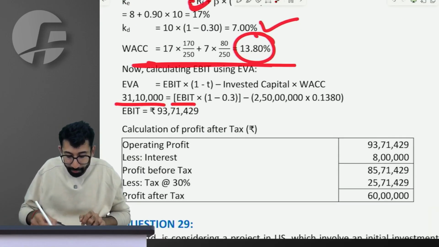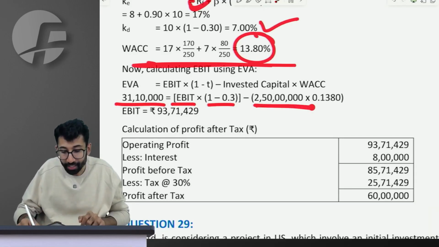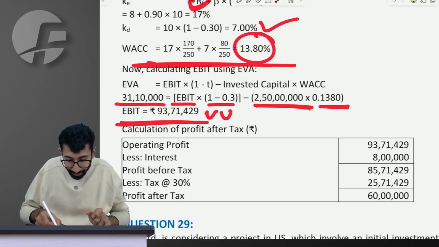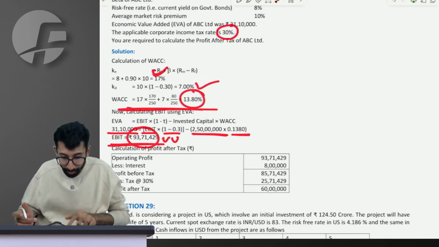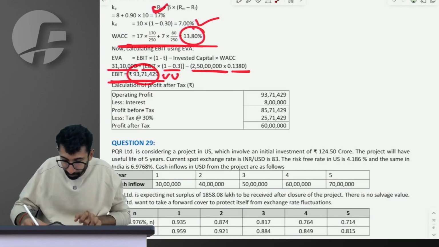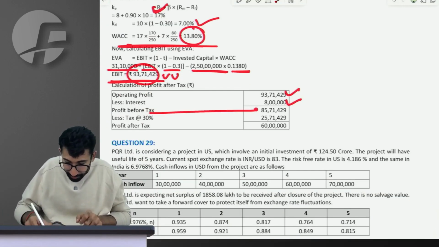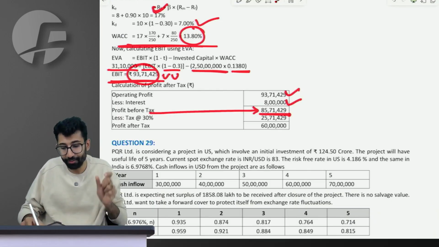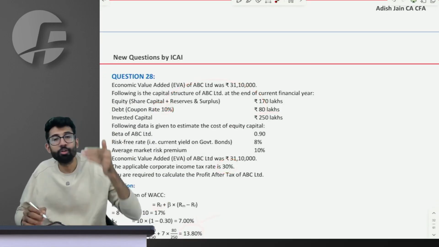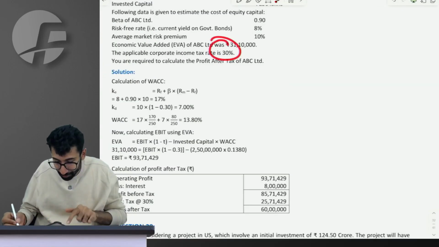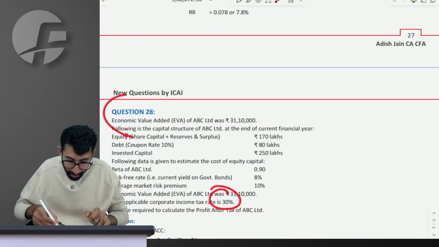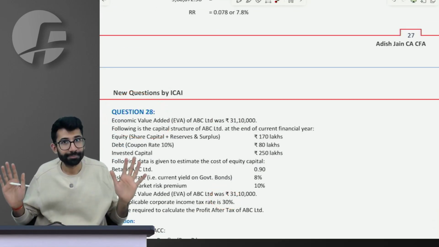Economic value added is EBIT into 1 minus T into 250 lakhs multiplied by WACC, which gives you EBIT of 9371,429. From the EBIT, if you deduct interest of 8 lakhs, you get PBT of 8571,429. Now it is a normal income statement. From the PBT, when you deduct 30% tax, it is PAT of 60 lakhs. Such an easy question.